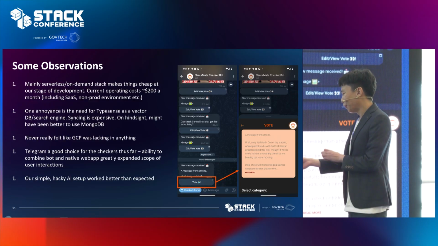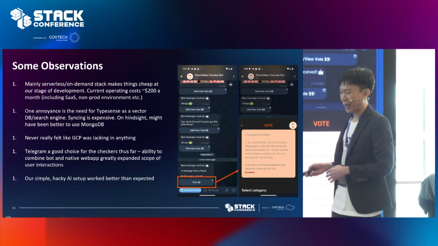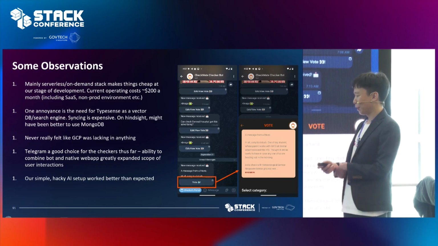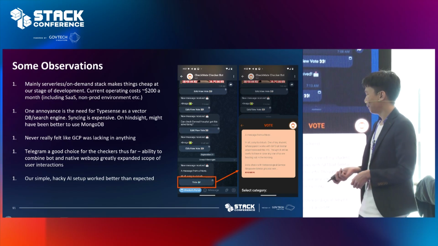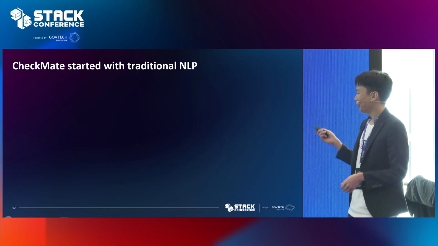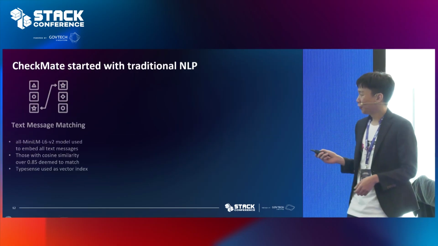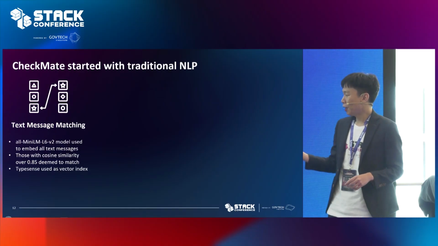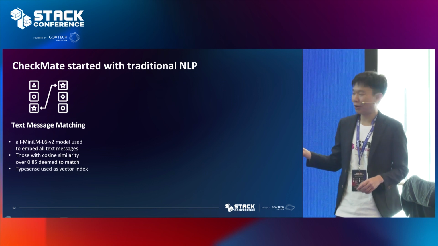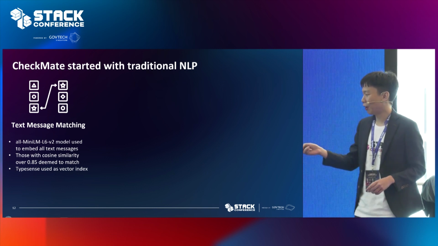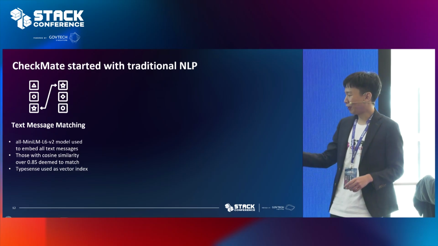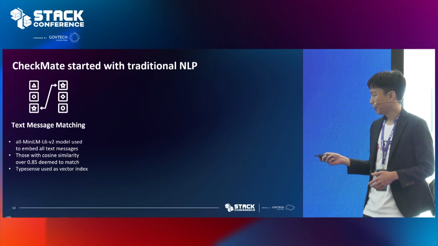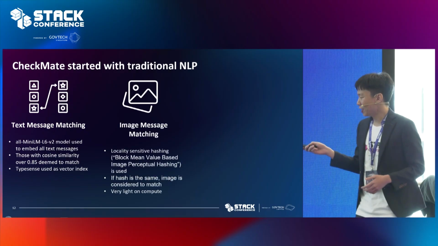And the other thing was that we started doing, I didn't really know whether the AI would work for our context or not. We did something really hacky, and it ended up working better than expected. So that was also very interesting, and I'll share a bit more about that now. So I think CheckMate started with very traditional NLP. Number one, we did the semantic matching, which I talked about just now, basically just embedding using a very standard off-the-shelf model. If cosine similarity is above 0.85, we will say that it matches the existing one, and we are using TypeSense.